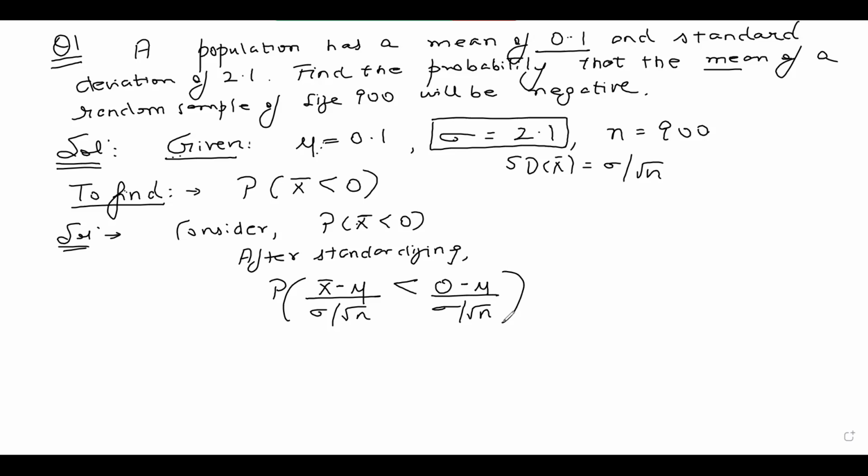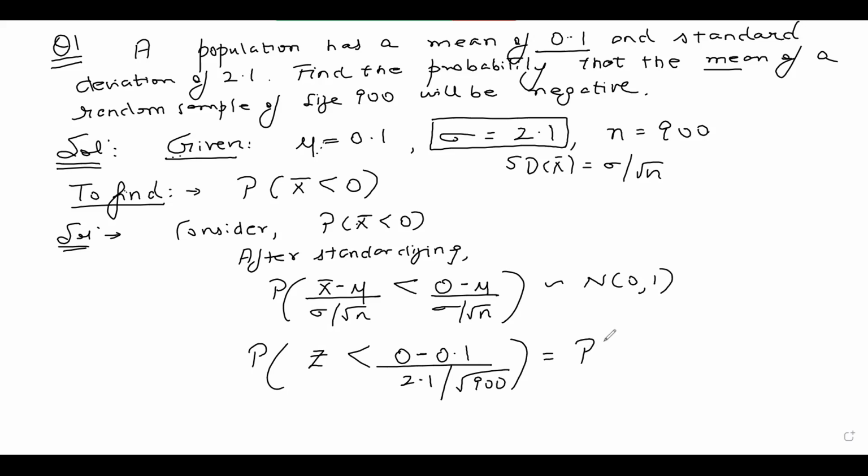So this is going to follow a normal distribution with mean 0 and variance 1 once we standardize. So (x bar minus mu) over (sigma by root n) is just Z less than 0 minus how much is mu? 0.1 over sigma is 2.1 over square root of 900. Is going to be probability of Z less than negative 0.1 over 2.1 by 30.